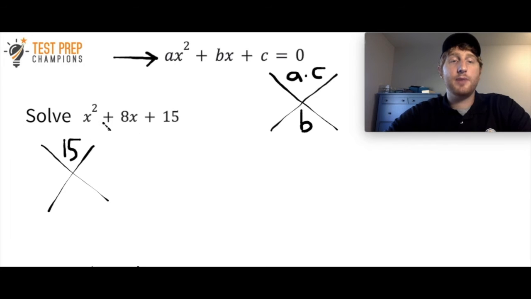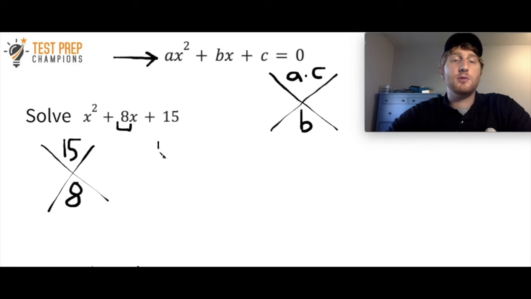Now the next step, I want to identify what B is, and I'm just going to write it right here. So in this case, it's just positive 8, or you can just write 8. You don't need to put the plus sign here. So just 8. Okay, so hopefully you're with me so far. Because now the next step, what is the next step? The next step is to multiply. I want to find pairs of numbers that will multiply together to give me 15.